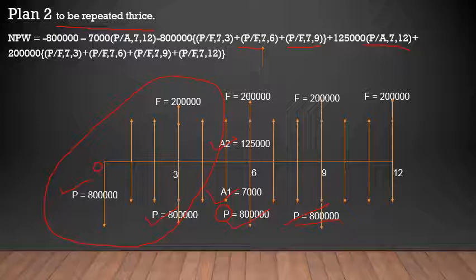Next, again these salvage values, 2 lakh, convert that into P using the factor P by F comma 7 comma 3. Then P by F comma 7 comma 6, P by F comma 7 comma 9, and last one P by F comma 7 comma 12. For these three, since there is positive 2 lakh and negative 8 lakh, you can straight away use 6 lakh and using the factor P by F comma 7 comma 3, that can also be used.